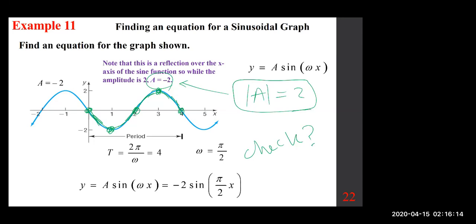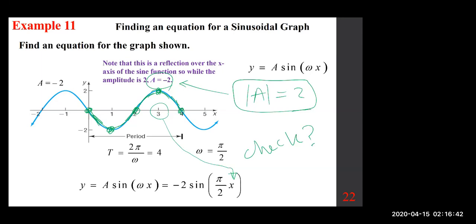Just as an example, if you plug in number 3, class, here, what do you get? You get 3 pi over 2. Sine of 3 pi over 2 is negative 1. Negative 1 times negative 2, positive 2. And that's what you get, just as an example. So you really have to check with more than one point to make sure it's correct.